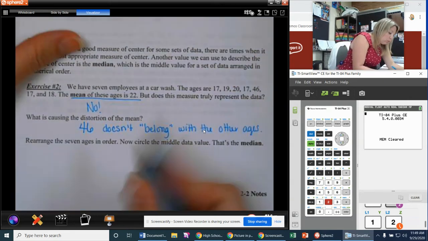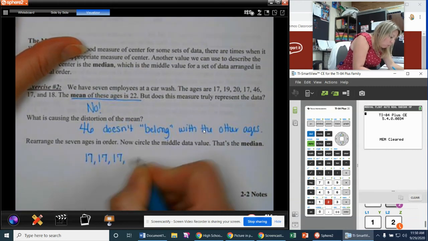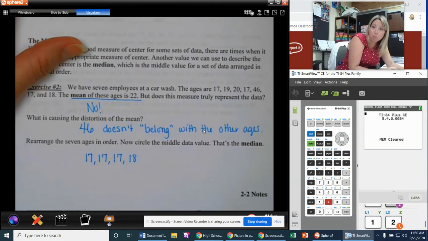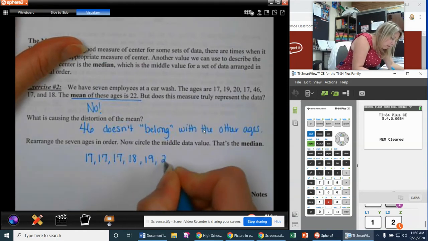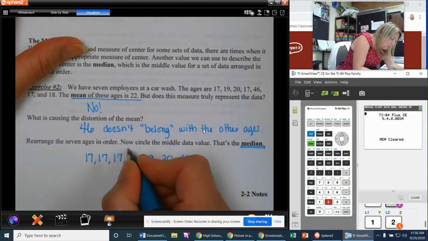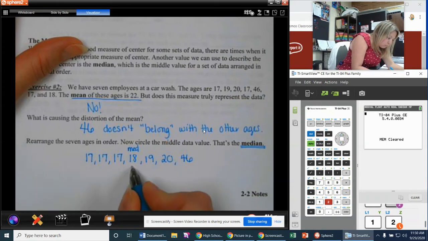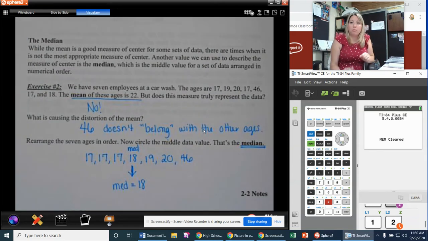But if you rearrange these in chronological order, which means smallest to largest age-wise, you see that the median is the middle, right here. This is the middle data value. MED is what we use to represent median as our symbol for median, right? This is the middle data value.